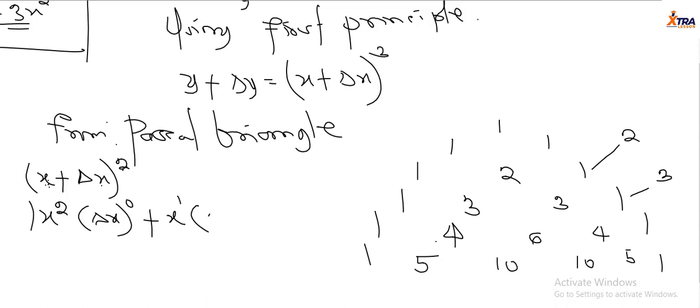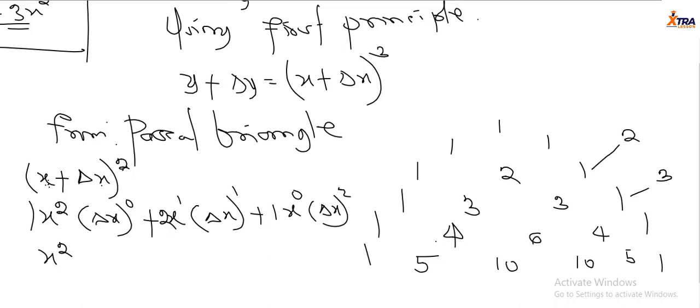Increasing. We are having delta x to the power what? 1. The coefficient is 2. The next one will be 2x, and 2x is power 1. Delta x to the power what? 1. Plus, the next coefficient is 1. The x here now becomes power 0. Delta x is power what? 2. So we have x to the power 2.